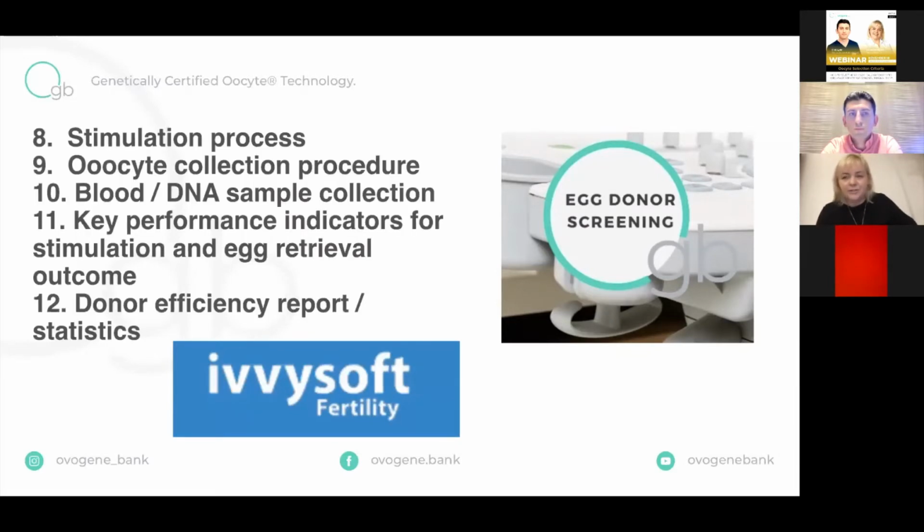So the donor is already approved, and we have our SOPs and protocols written, on the quality management side, which dose, which medications we are going to use. Of course, we use only recombinant FSH, and we have dosage of the medications for the initial stimulation based on the age, weight, BMI and AMH of the donor.